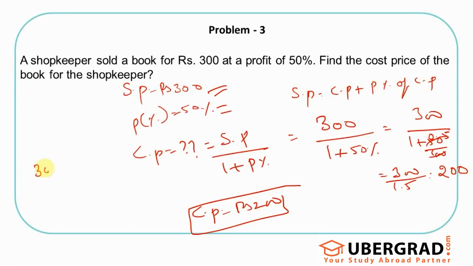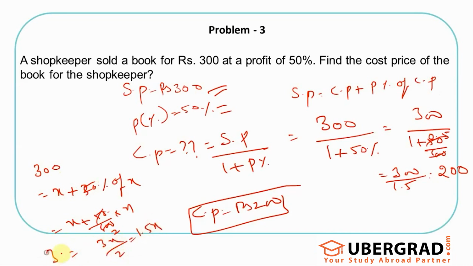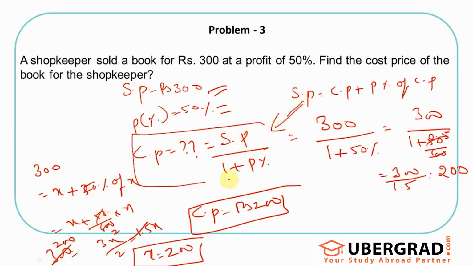Selling price is 300, the cost price is unknown, so I would take it as x, and 50% of x. That is x plus 50 by 100 into x. That's 3x by 2, or 1.5x, equals 300. So x is 200 rupees. It's the same thing, I'm just cutting one or two steps by using the formula, which this approach also gives me. So don't worry if you are not remembering these formulas. Do take a note and then try to use them. Once you solve a few problems, it will be very easy for you to use these formulas.